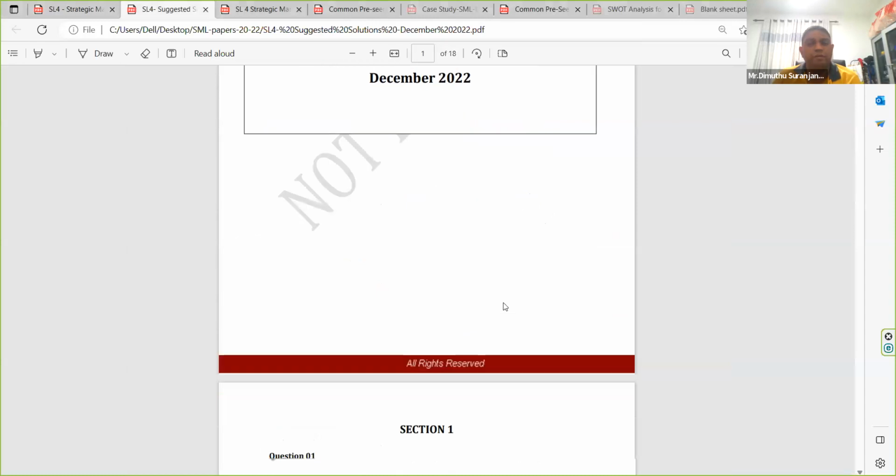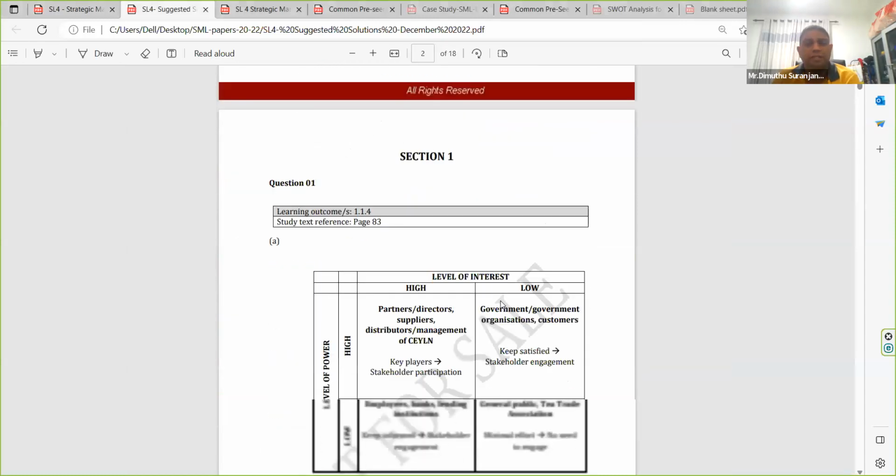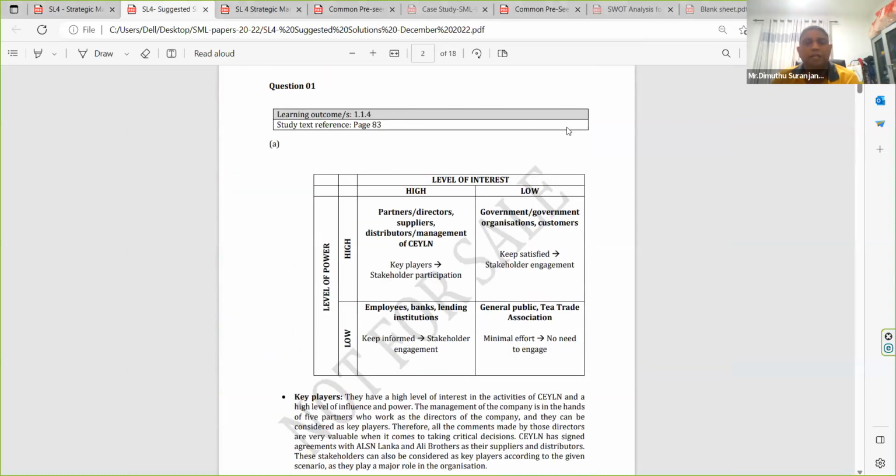Then we'll move to the paper. Again, this is the suggested answer. See where the examiner has put them. Key players. Even these distributors and suppliers, he has put under key players. I put them under C. My argument was they are very strong and this organization may not be very important for them. So I argued on that point. But see, I say 70 to 80% matching.